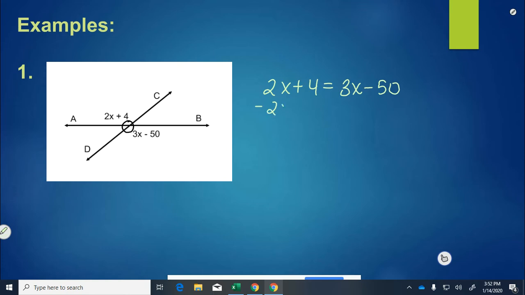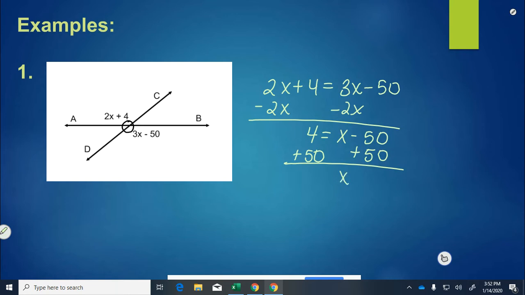We subtract 2x from both sides. So 4 equals x minus 50. And then we add 50 to both sides. So x equals 54. Remember always to balance the equation and stay on one side of the equal sign. So x is 54, and now we can plug that in to find our angles.